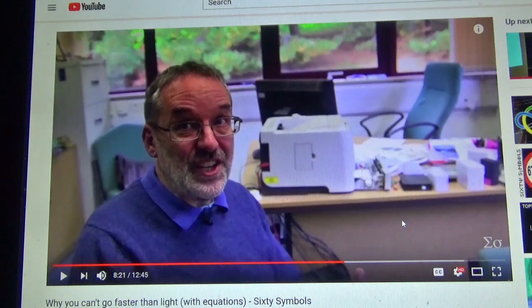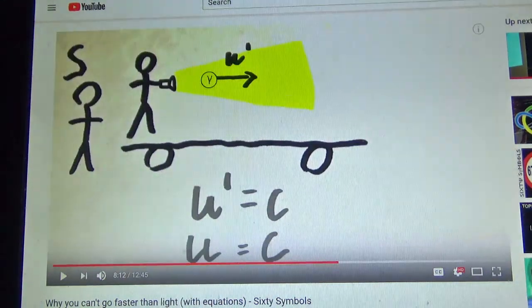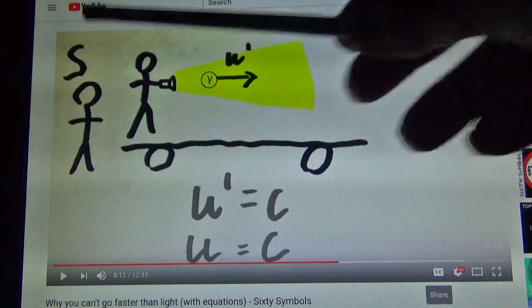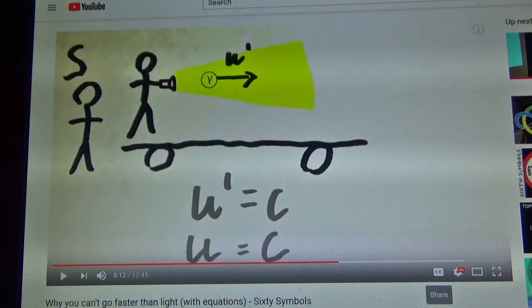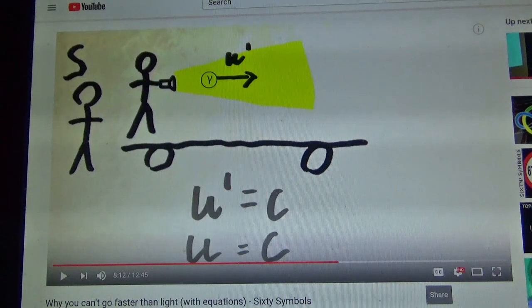And then, having made a total mess of the mathematics, he's going to say a load of stuff about the physics. What does it mean for physics? So what's he saying? He's got this person here and this person here, and what are they saying? They're saying the speed of light is the same. But what are they talking about? What speed of light are they talking about?